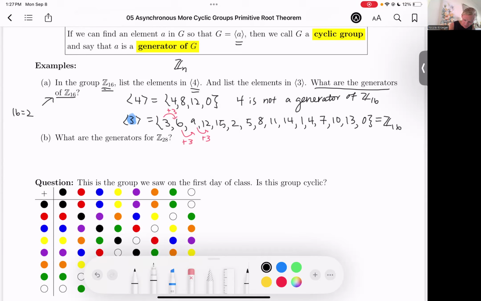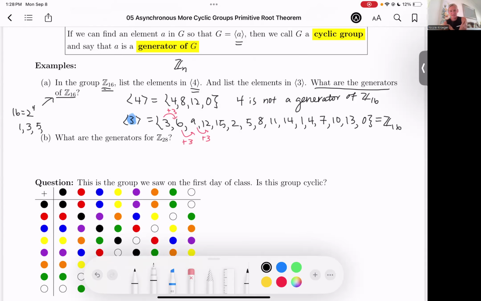16 is just 2 to the 4th, is that right? Yes. And so the generators of Z16 are going to be the numbers that have no 2's in them, or are not divisible by 2. So 1 would be a generator of Z16. 2 is not because it shares a 2 with 16. 3 is. 4 is not because it has multiples of 2 in it. 5 is. 6 is not.